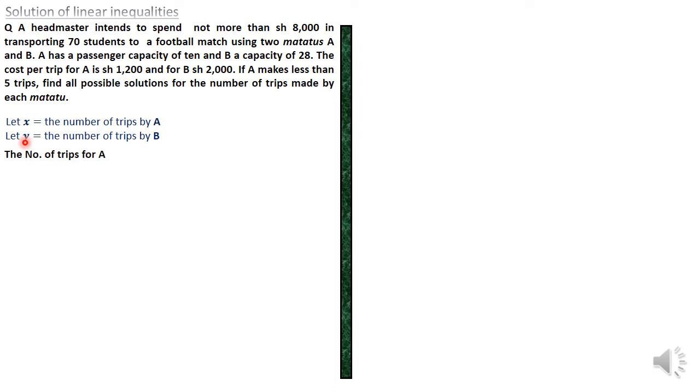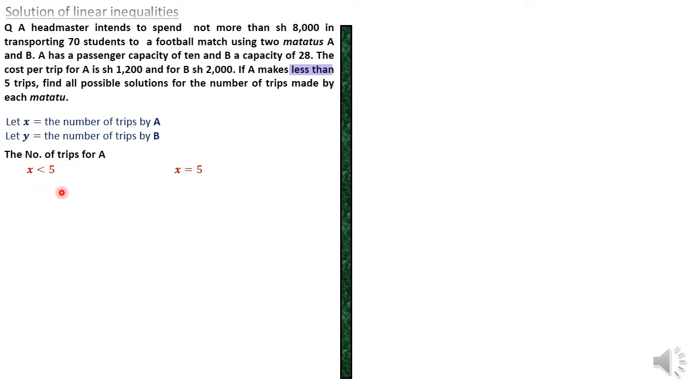Having thus said, if we consider first of all the number of trips made by A, we should notice that we are told if A makes less than 5 trips, that already implies an inequality, which means X, which is the number of trips made by A, is less than 5. And that implies an equation X is equal to 5, which we will draw later on.